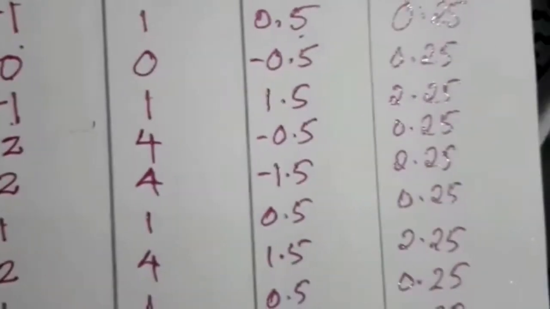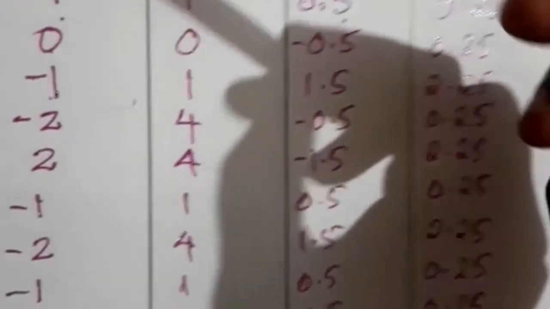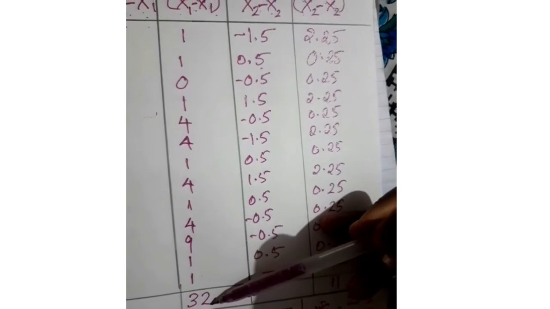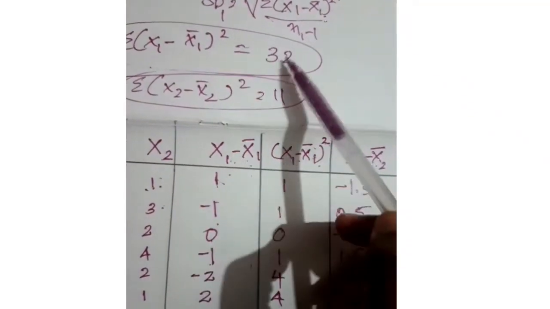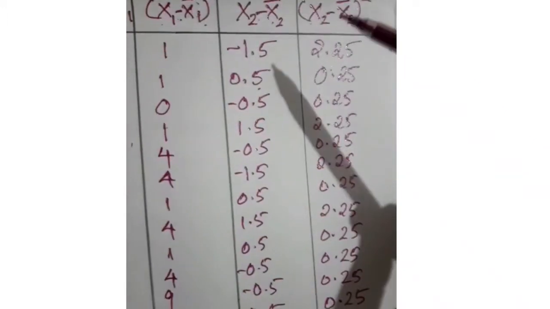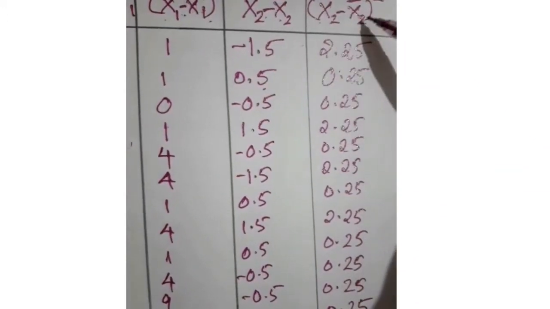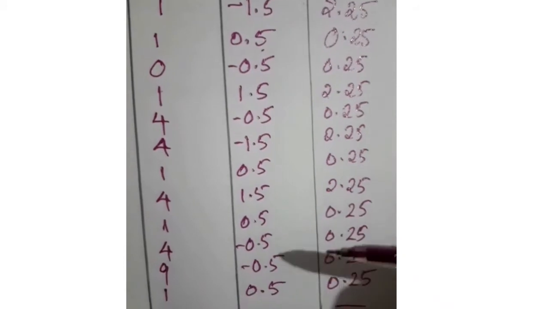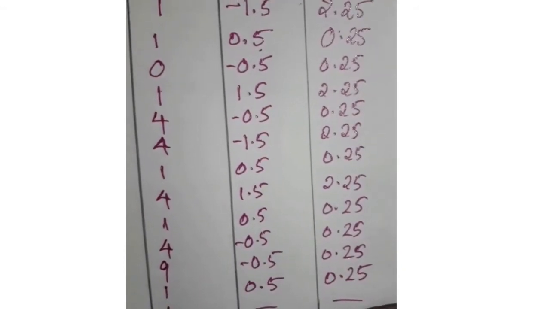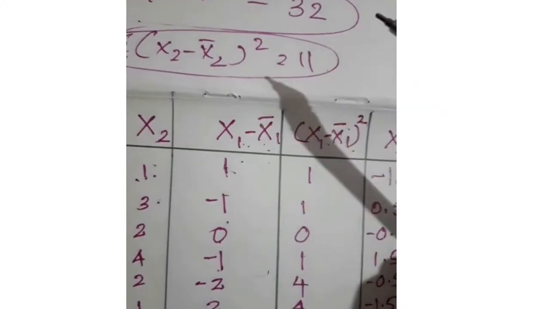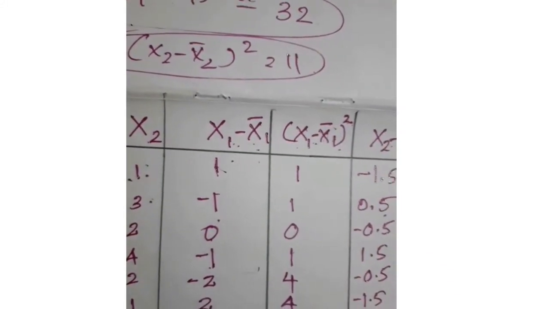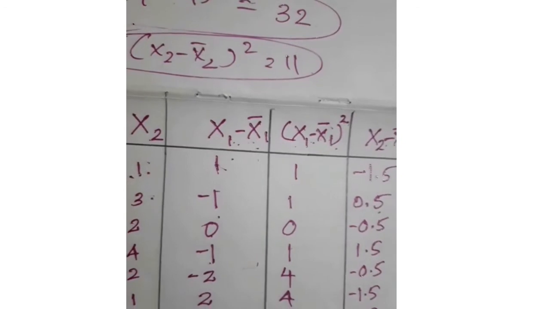Okay, so when we will be calculating this, we will get the result like this. When we add these numbers, we will get 32. So sigma x1 minus x1 bar the whole square is equal to 32. Same here, sigma x2 minus x2 bar the whole square, when we calculate, we will get 11. So here we have to substitute these values into the standard deviation formula.